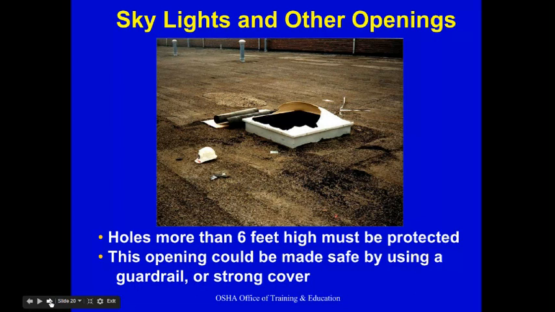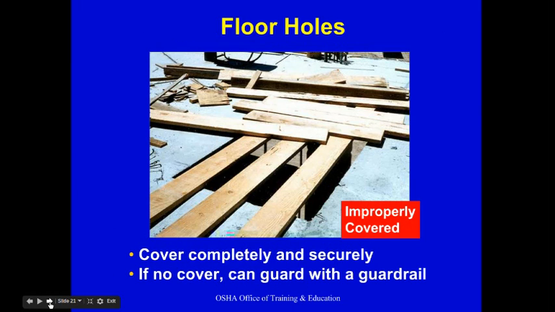There's things you can do to protect people from these skylights. You could throw a guardrail around it that would protect workers, or you could put some kind of strong cover over it, or bars like some houses have bars over their windows. You could put a bar over this, and that would prevent people from falling through, but still allow the natural light to get in the skylight. So if you're on a roof, make sure you're very aware of those.